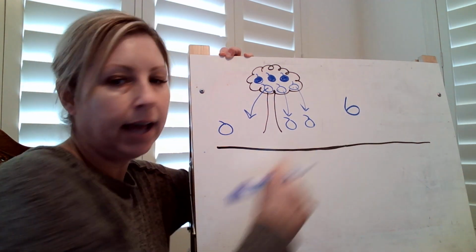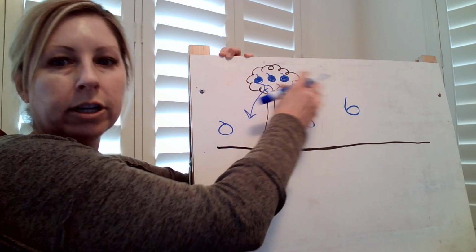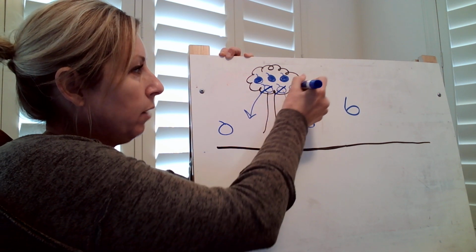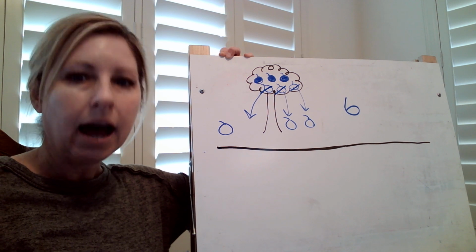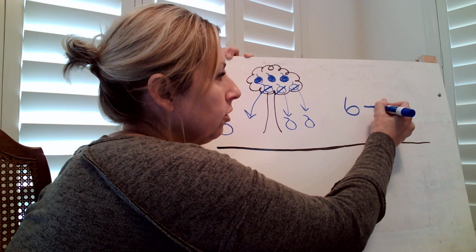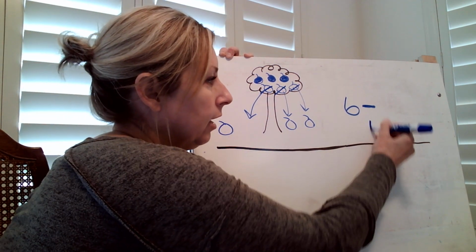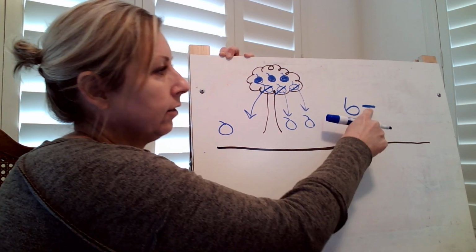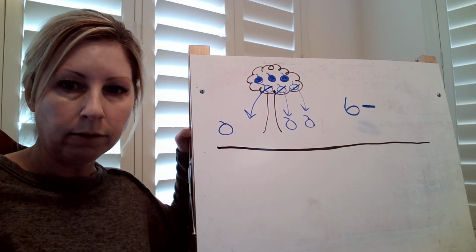Now we have to decide, did I add more apples to this tree or did I take some away? Did some fall? These ones fell, right? So am I taking those away or am I adding more to my tree? I'm taking them away. So when I show my number sentence, I need to use my subtraction sign. I'm taking some away this time. I'm not adding them. I'm taking them away. How many did I take away, or how many fell to the ground?